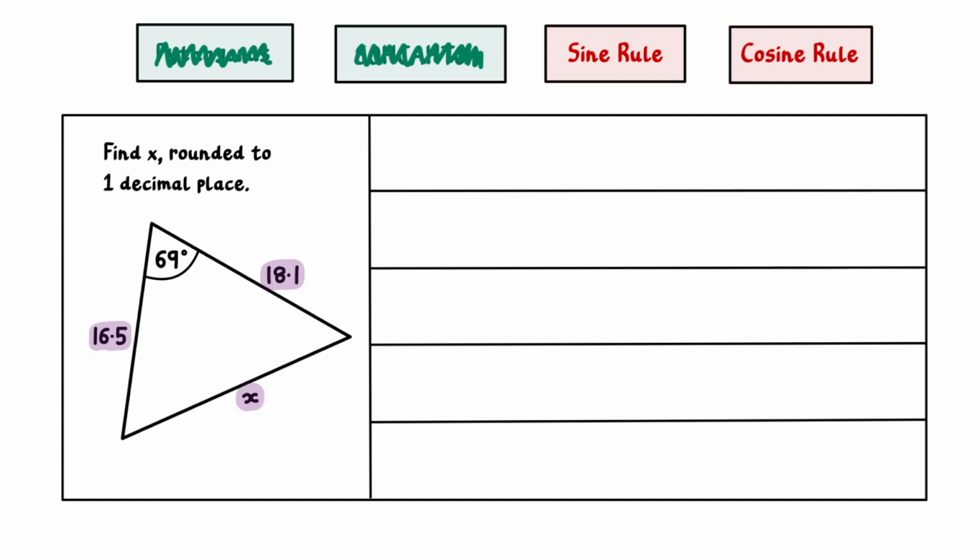In our diagram, we have 3 sides and 1 angle. So here we'll need to opt for the cosine rule. This states that a squared equals b squared plus c squared minus 2bc times the cosine of A. Now that we've identified our method, step 2 is to label our diagram and form an equation.